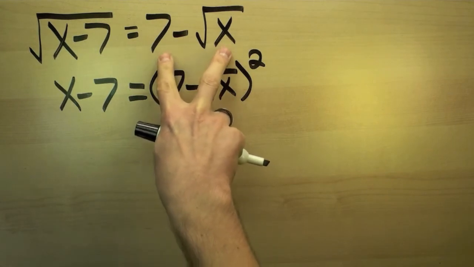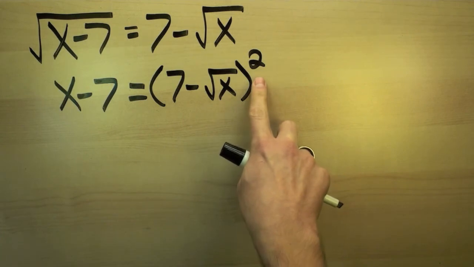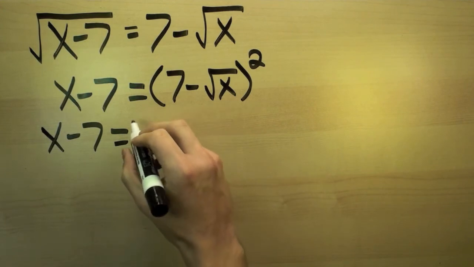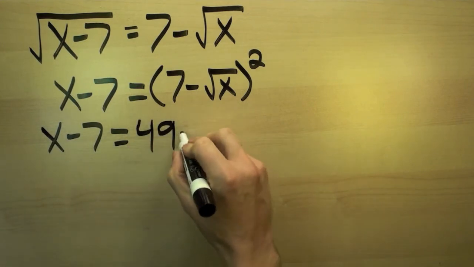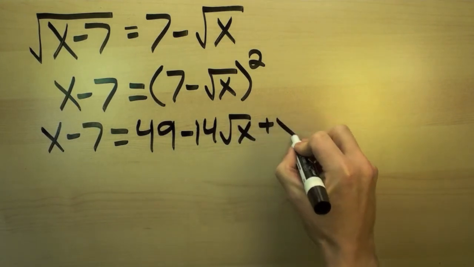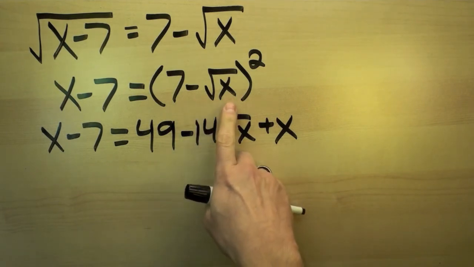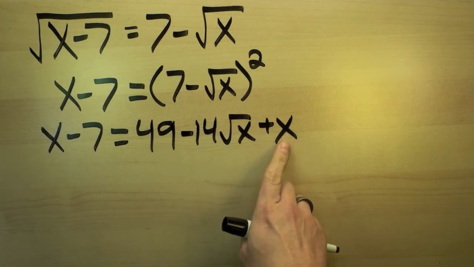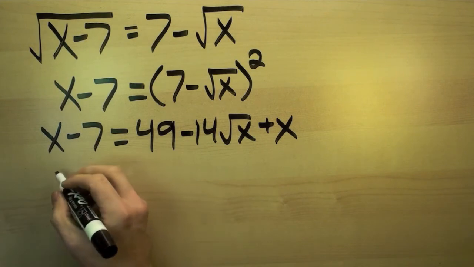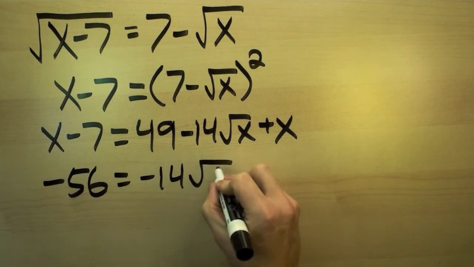Again, we don't get to just square each term. We have to take the whole right side of the equation and square it. So this gives us x minus 7 equals 49 minus 14 root x plus x. Right? When we FOIL this out, the last terms we're going to get are negative square root of x times negative square root of x, which will become positive x. Now when we simplify things, we're going to get negative 56 equals negative 14 root x.